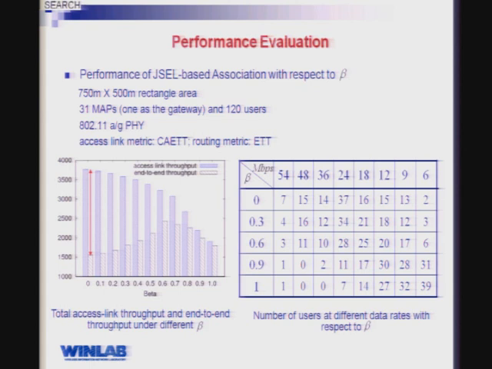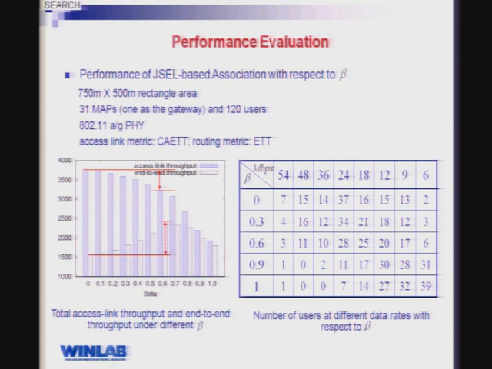And when beta gets larger, more consideration is given to the backbone path, and the access link throughput and end-to-end throughput are getting more balanced. So although the access link throughput decreases a little bit, we can observe increased end-to-end throughput. And we also list the number of users at different data rates with respect to beta. When beta takes small values, nodes tend to choose an access point which can provide a high data rate. And when beta gets larger, the distribution of stations at different data rates becomes more even.